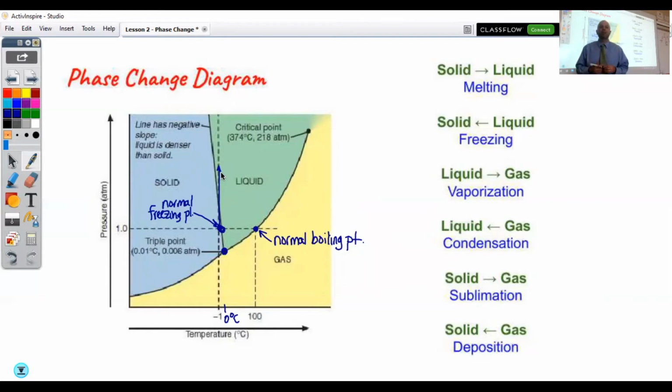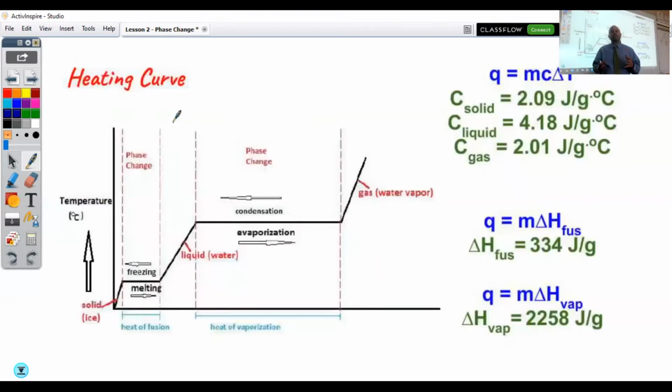Okay, let's take a look at a heating curve. So heating curves and phase diagrams are often confused by students, but they tell us 2 different pieces of information. So as we saw in the previous 2 slides, phase diagrams allow us to identify a solid, a liquid, or a gaseous phase of a substance based on the combination of pressure and temperature. A heating curve looks at a single pressure and then measures what temperature and how much energy must be added to go from a solid to a liquid to a gas.